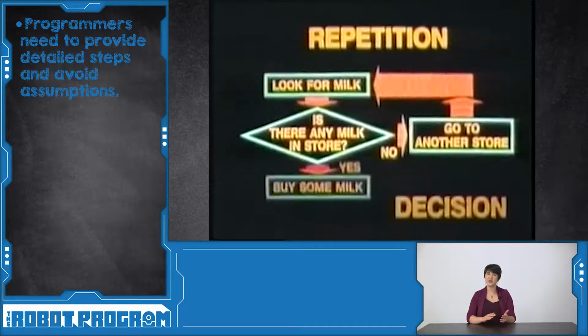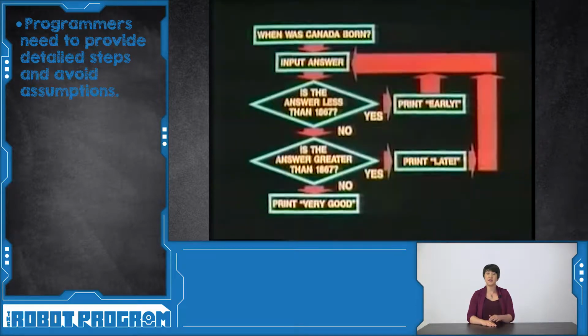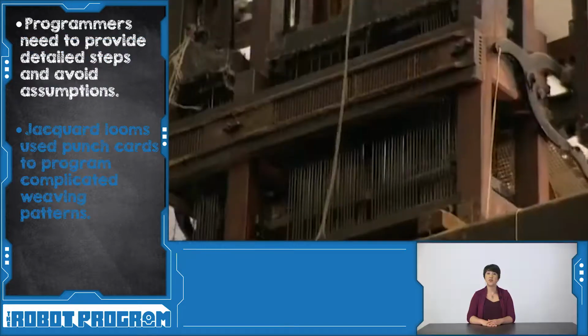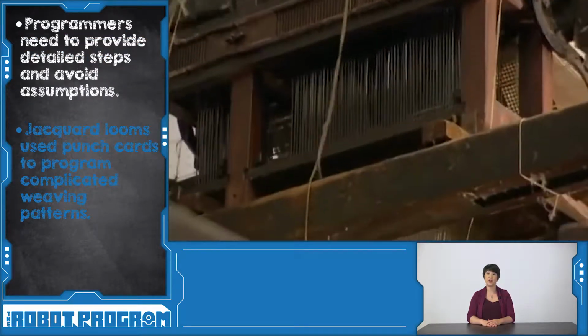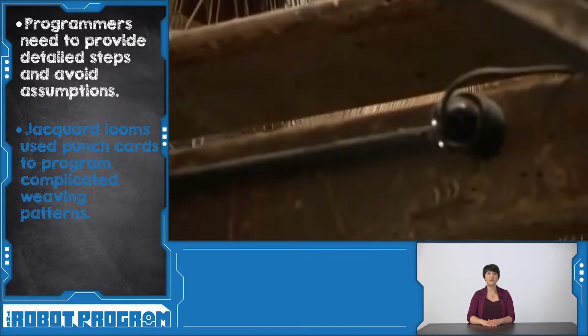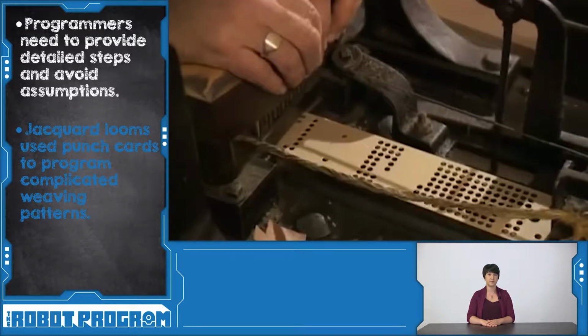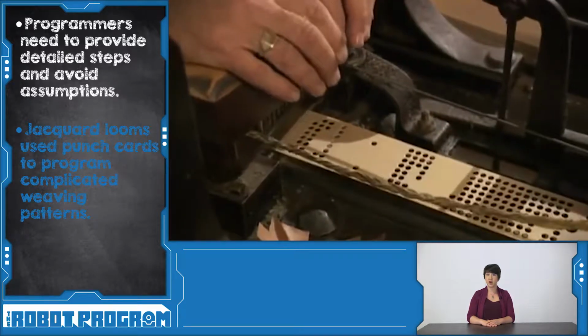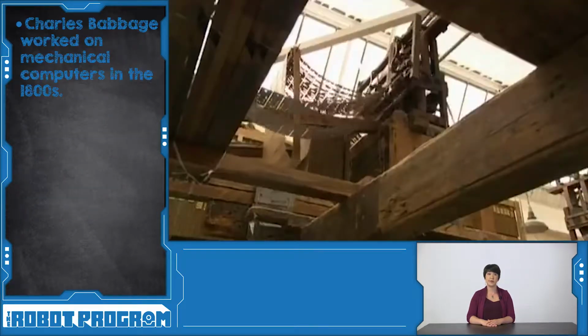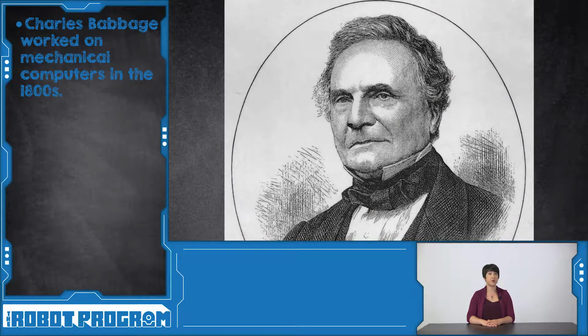But how do computers understand what we type? To understand that, we have to go back and look at early forms of computers. The first device that could be programmed to follow a set pattern of instructions was actually the Jacquard loom, first demonstrated in 1801. This machine used paper cards with holes punched in them to determine what pattern should be woven on a loom.